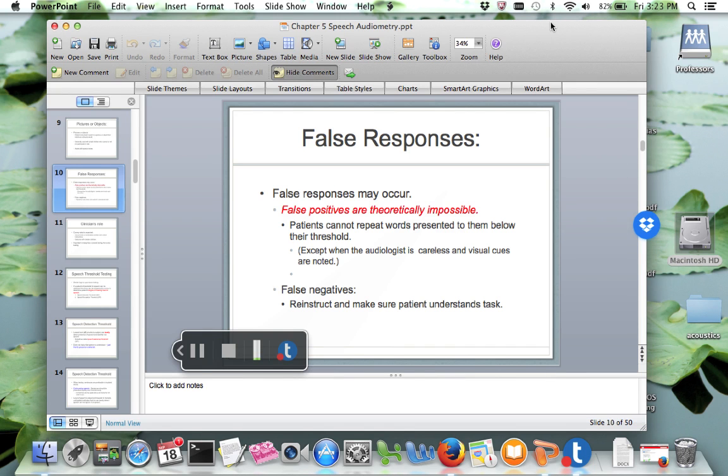False negatives could happen. False negatives are when your voice is at a level that the patient should be able to hear and respond, and the patient is not responding. If you suspect false negatives, the best thing to do is to re-instruct the patient and make sure that they understand their roles in the test.